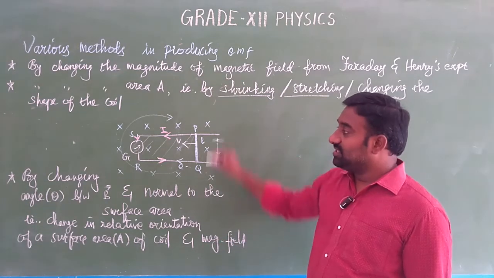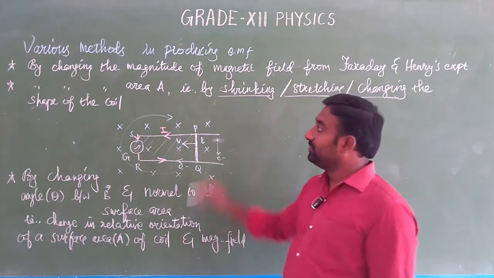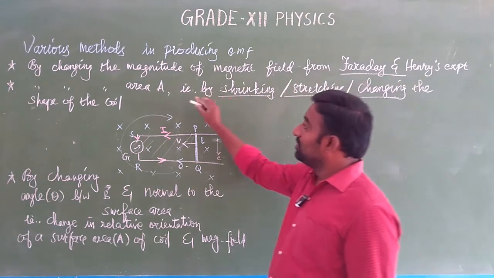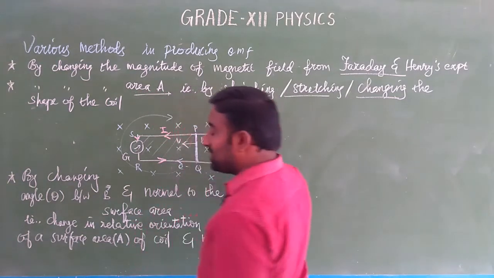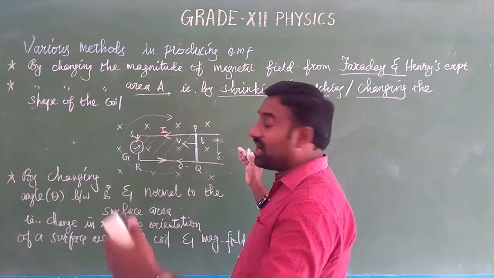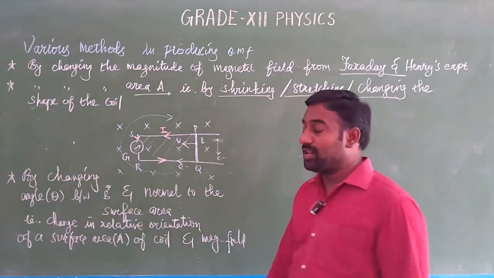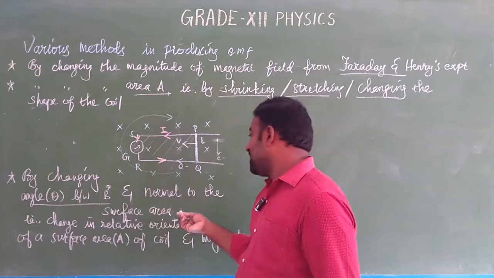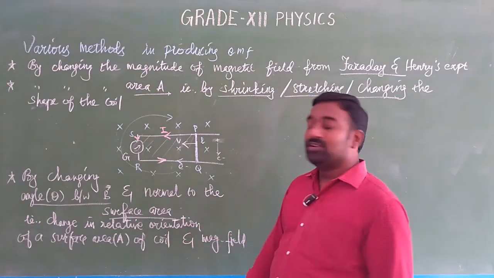So these are the three ways to induce the EMF. First one is from the Faraday and Henry experiment. Second one, we are changing the area by shrinking or stretching or changing the shape of the coil. And third one, we can change the angle between the magnetic field and the normal to the surface area.